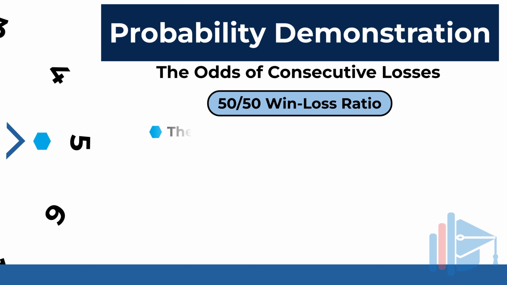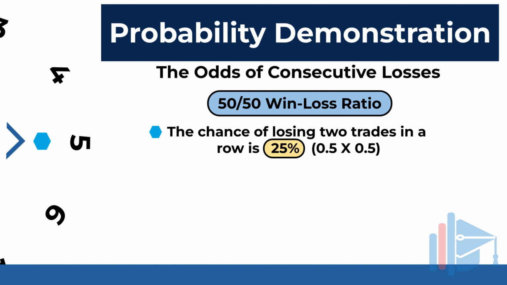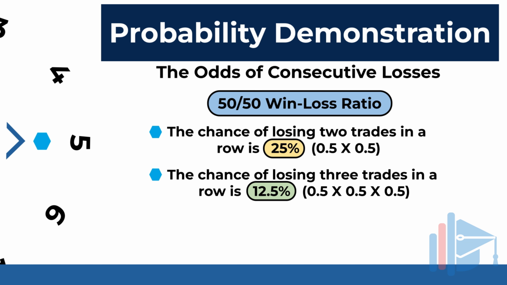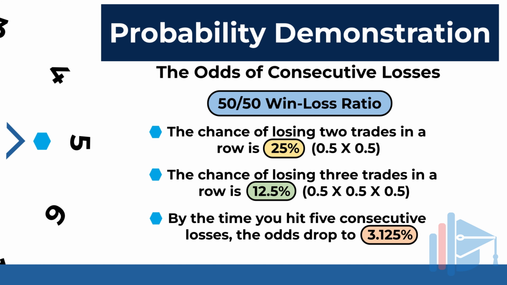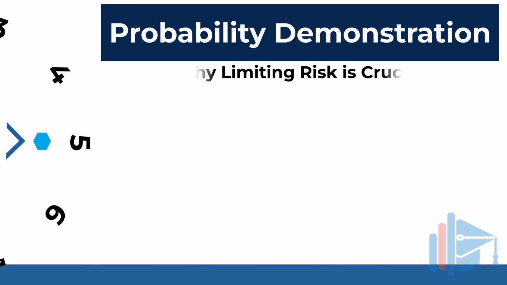Let's break it down. The chance of losing 2 trades in a row is 25%. The chance of losing 3 trades in a row is 12.5%. By the time you hit 5 consecutive losses, the odds drop to 3.125%. While these percentages might seem small, they're not impossible, especially over a large number of trades. And when losses pile up, so does the damage to your account. Without proper risk management, even a short losing streak can wipe out a significant portion of your capital, making recovery nearly impossible. This is where disciplined risk management becomes your lifeline.